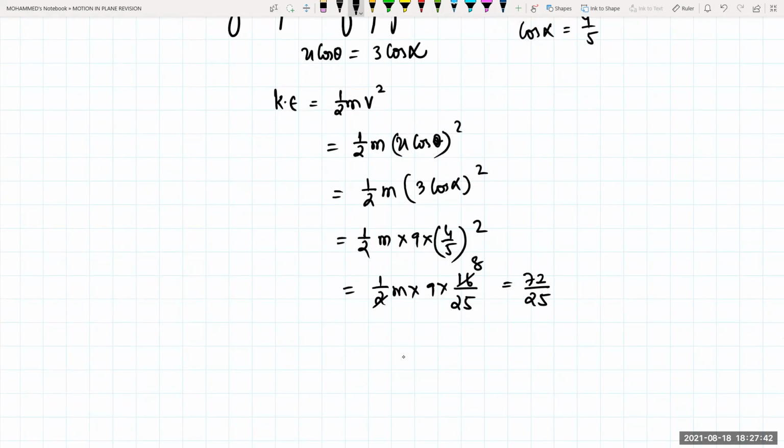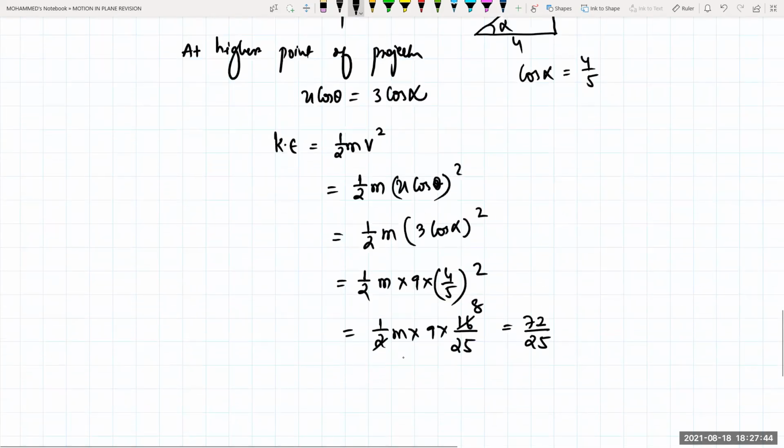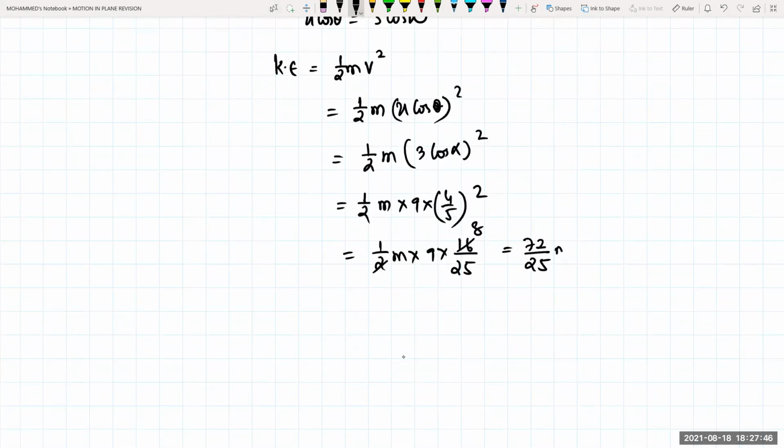Mass is given as how much for me? Mass is given as m only. So there will be your m. So that will be the kinetic energy. So kinetic energy will be equal to 72 into m divided by 25. This will be the kinetic energy. Clear?